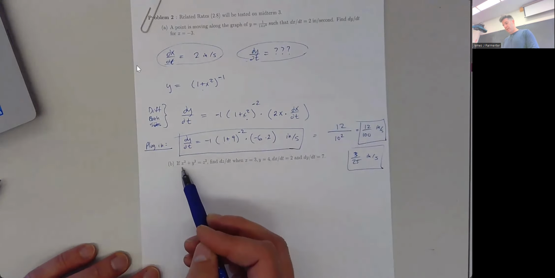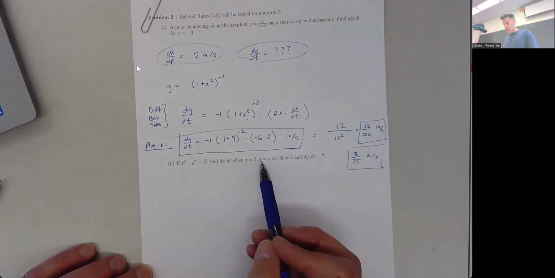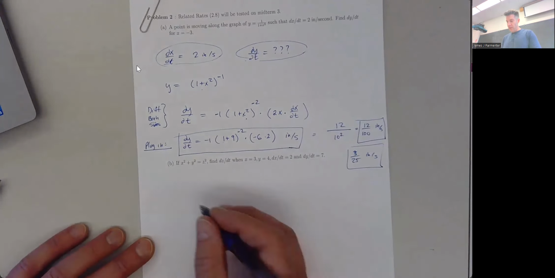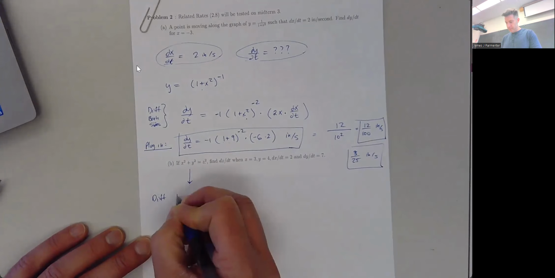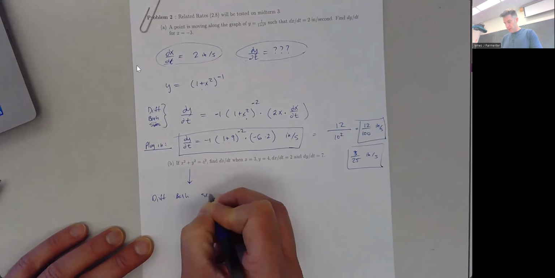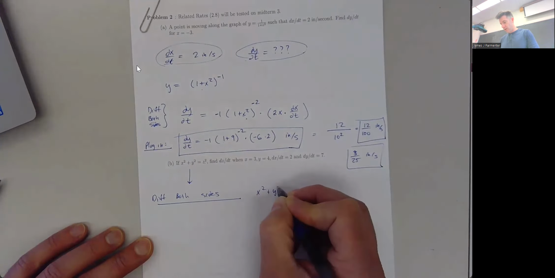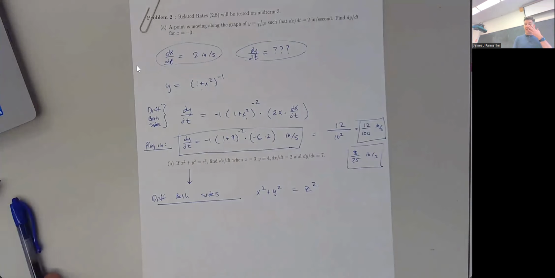So we've got x squared plus y squared equals z squared. Find dz dt when x equals 3, y equals 4, dx dt equals 2, dy dt equals 7. Okay, so let's just take this and differentiate both sides. All right, you all should do this. You have x squared plus y squared equal to z squared. Take the derivative of both sides. I will give you 30 seconds.